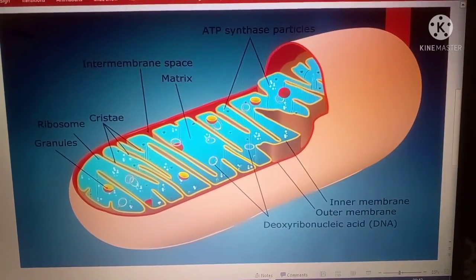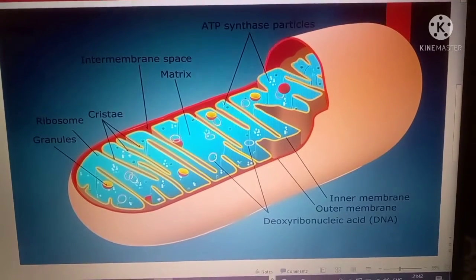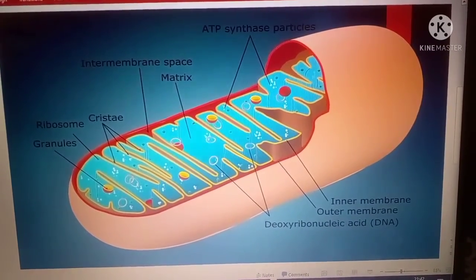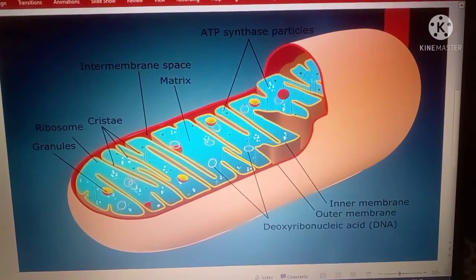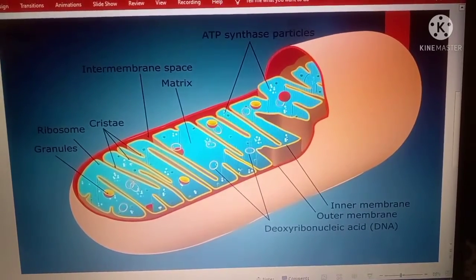Ribosomes are the protein house. There it contains proteins, so look at the structure and observe the diagram. Mitochondria is the most important part of cell biology. Generally in the exam a lot of questions come regarding mitochondria, so observe the diagram and the parts carefully.